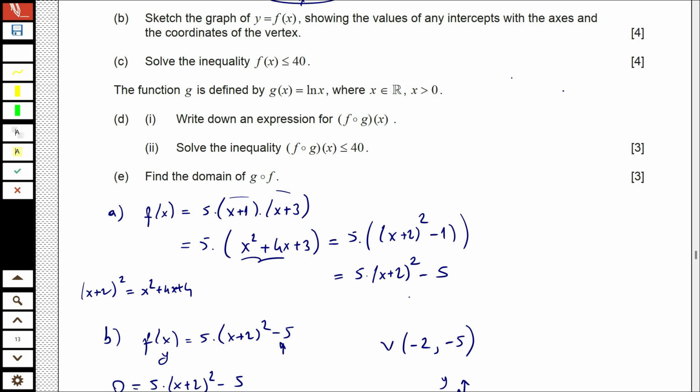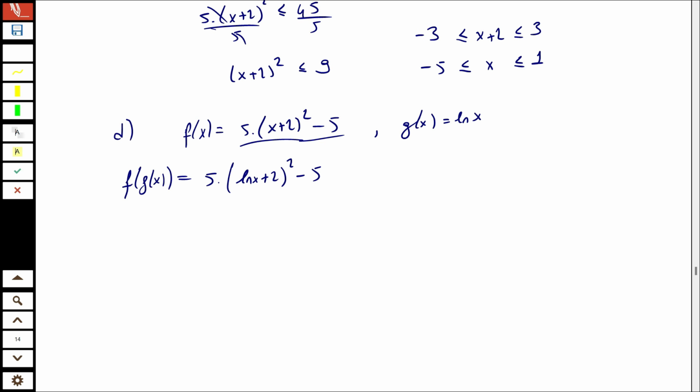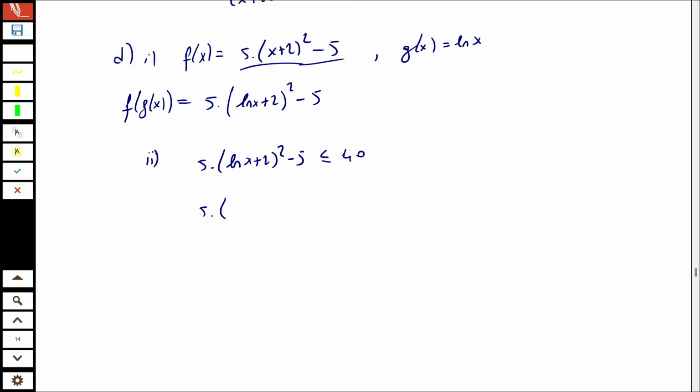And for the second question, we're going to solve the inequality again. We're going to solve 5 times (ln x + 2) squared minus 5 is less than or equal to 40. So let's do the same things. 5 times (ln x + 2) squared is less than or equal to 45. And when you divide both sides by 5, you will see that (ln x + 2) squared is going to be less than or equal to 9.